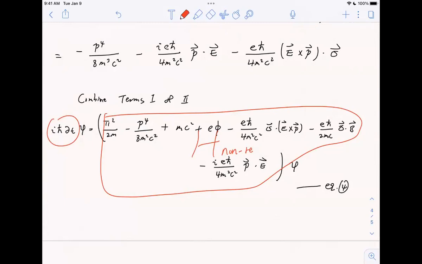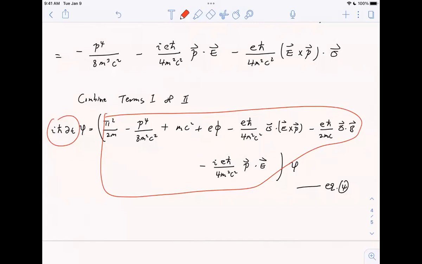Which term? This term? Which one? Just tell me which one. Which term is not Hermitian?